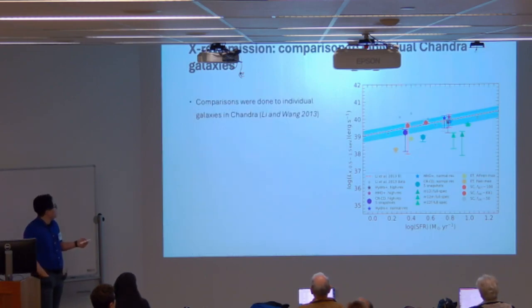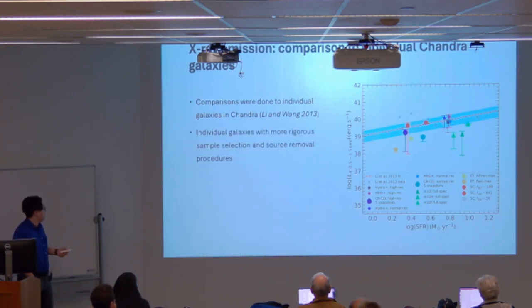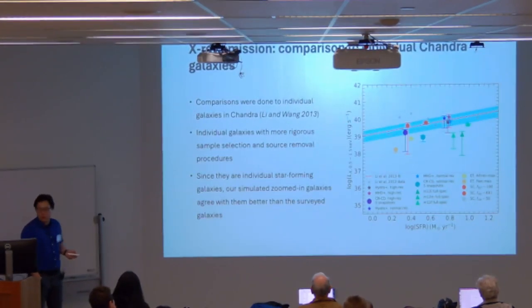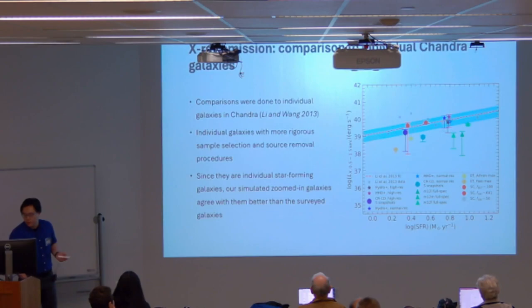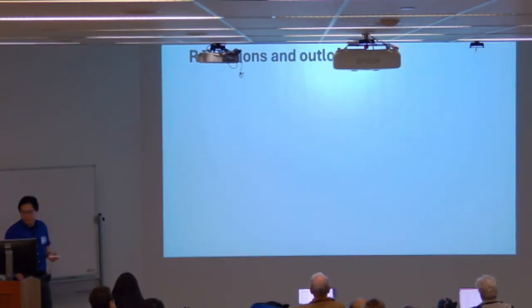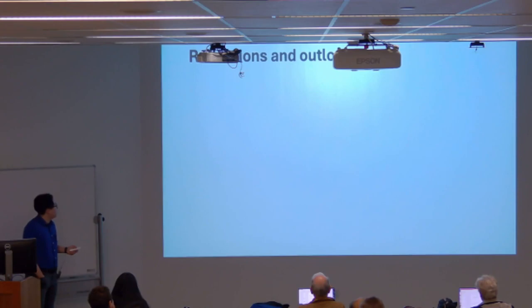Those are individual star-forming galaxies from Li and Wang 2013 in the Chandra Observatory. So those are individual galaxies with more rigorous sample selection and source removal procedures. And we saw that since they're individual star-forming galaxies, our simulated zoomed-in galaxies agree with them better than the survey galaxies. So just to recap and give a little overview of the comparisons we've done so far.